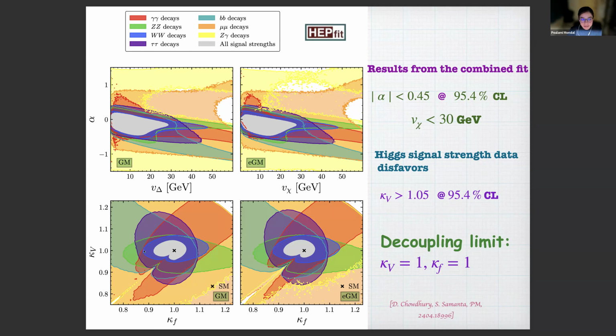And this is a decoupling limit, which is kappa V equal to 1, kappa F equal to 1, and which corresponds to alpha equal to 0, beta equal to 0. So this is the effect of the combined Higgs signal strength onto the parameter space of the Georgi-Machacek model as well as the extended Georgi-Machacek model.